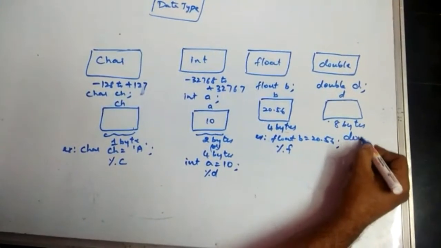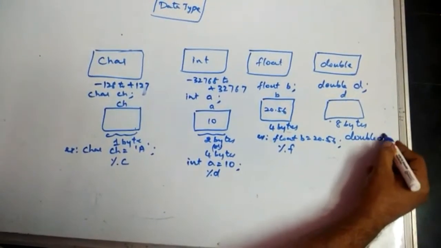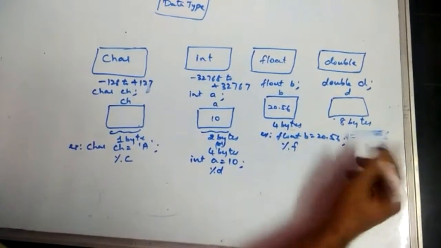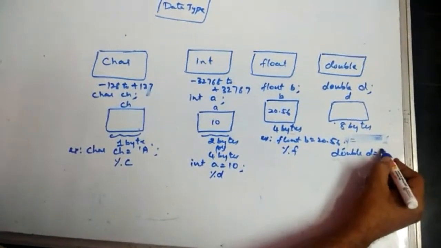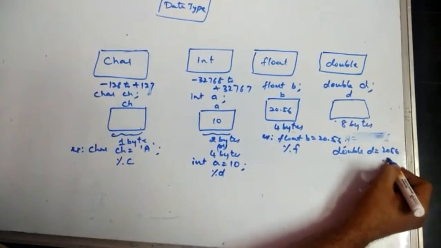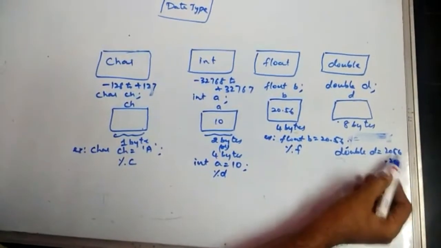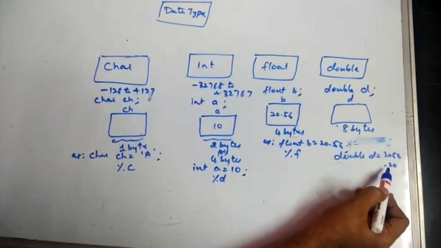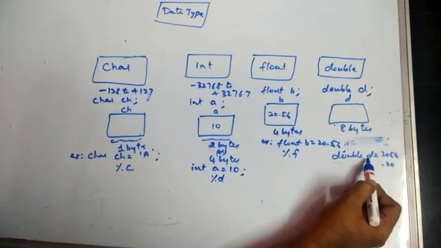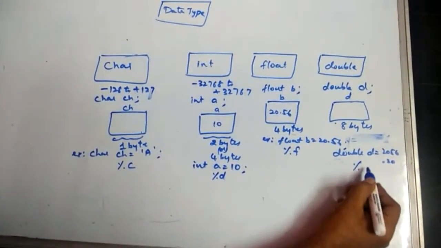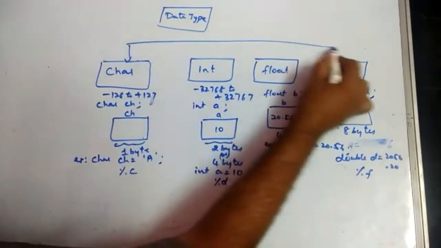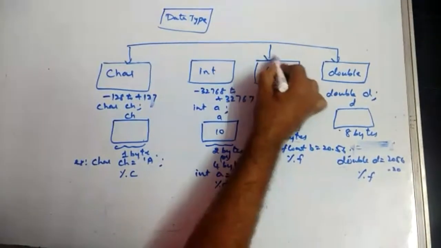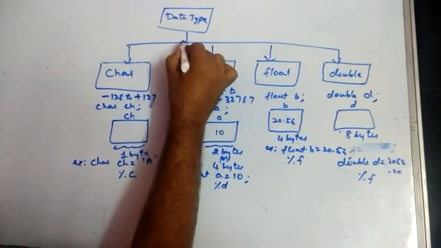Example, double d, I will write in the next line. double d = 2056.20. Here 2056.20 is a fractional value which is assigned to a double variable d. The format specifier used here is %f. These are the four main basic data types which are supported in the C language.